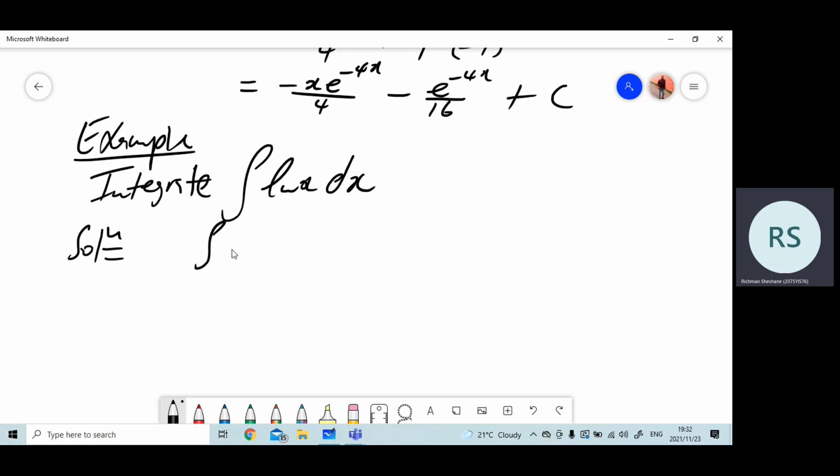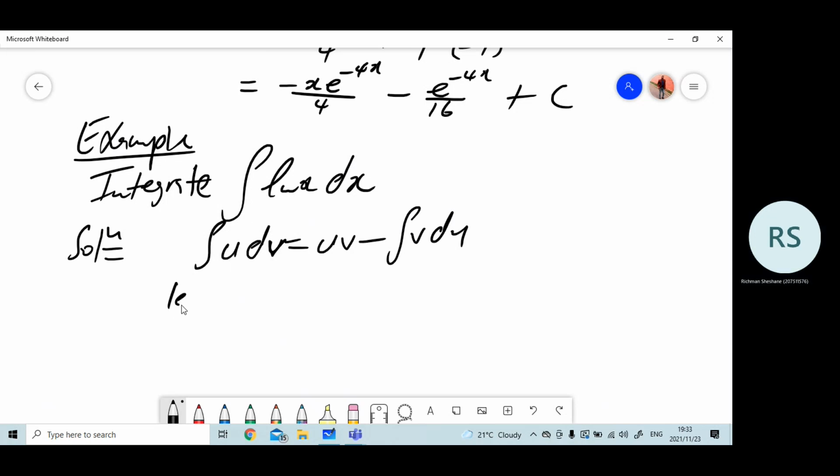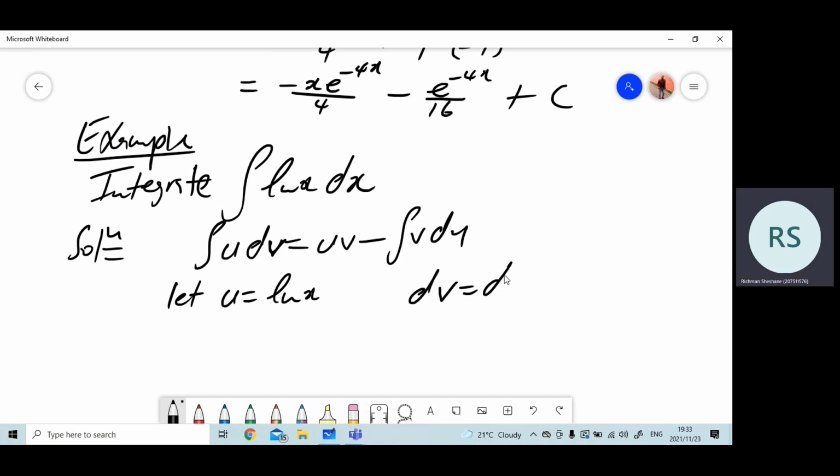So start by writing the formula. Integral of u dv equal to uv minus integral of v du. And then we let u to be that function, because it's one function, it's not a product. We let u to be the function that you want to integrate, and dv will be the rest, which is dx.